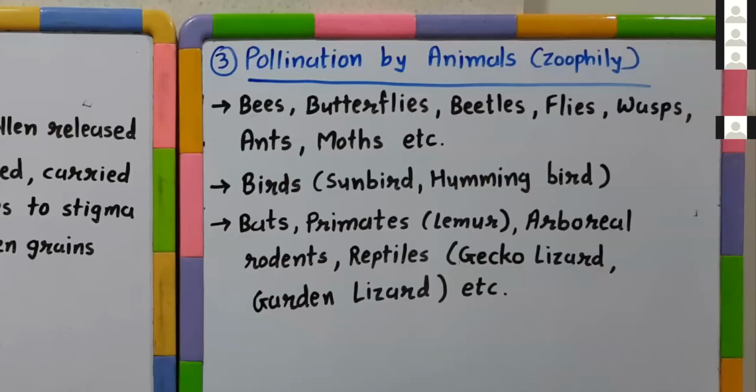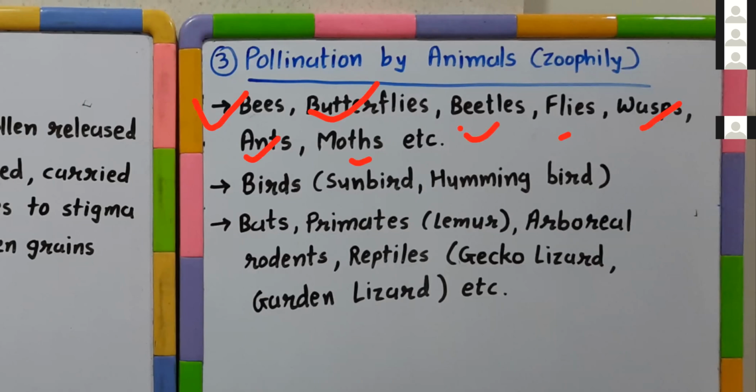Anemophily. Well, in general, it is called zoophily, not anemophily. Pollination by animals is called zoophily. Here is the list of the various animals and organisms that are involved in pollination by animals, that is, in zoophily. This list includes, first of all, insects: bees, butterflies, beetles, flies, wasps, ants, moths. So many different varieties of insects get involved in the pollination.